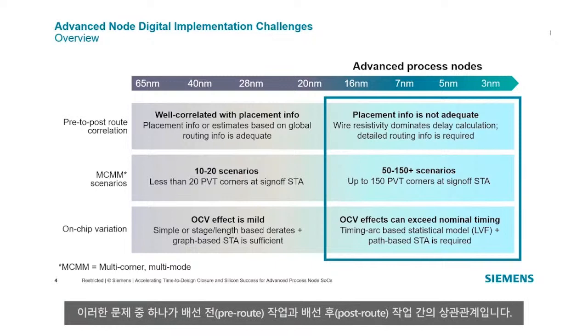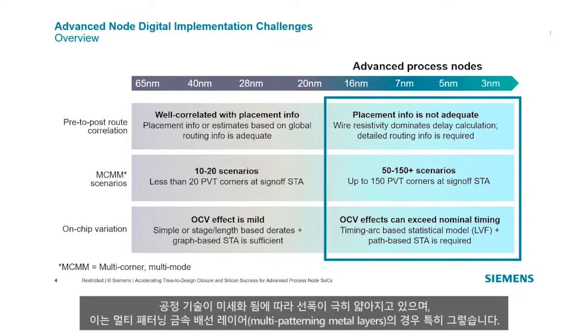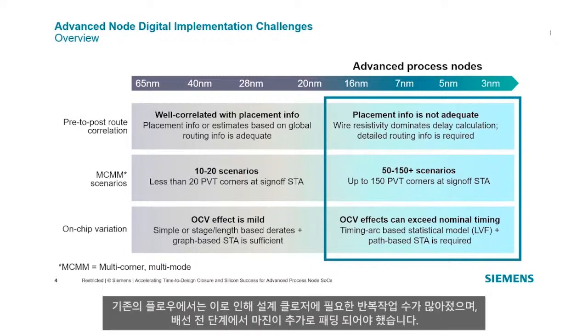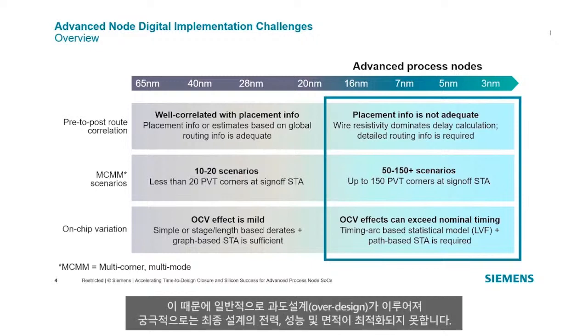One of these challenges is pre-route to post-route correlation. As process technology shrinks, wire widths become extremely thin, especially for multi-patterning metal layers. Because of this, resistivity has become the main contributor to timing in traditional flows. This introduces a larger number of iterations needed for design closure and extra margins padded at the pre-route stage, which generally causes over-design and ultimately suboptimal power, performance, and area in the final design.